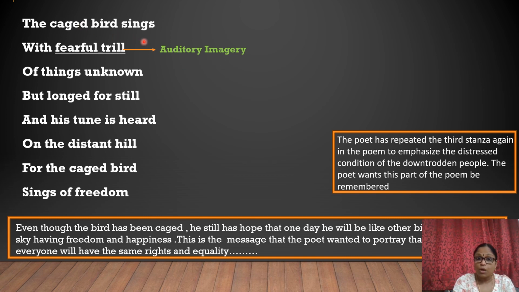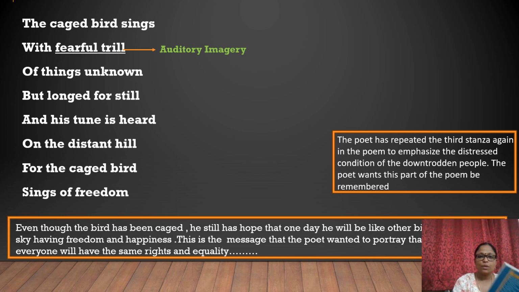How does the bird sing? With fearful trill is the answer, fearful. How does he sing? And what does he sing? Things unknown. He doesn't know. Unknown it is. Freedom is unknown to the bird. Still he longs for it. So when he sings, the tune is heard on the distant hill. What does he sing? He sings of freedom.